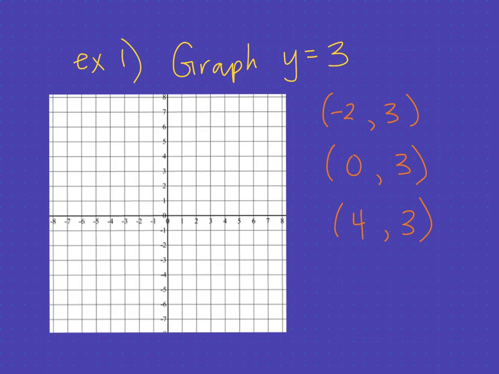So -2, 3, and then the coordinate point 0, 3, okay, and then the coordinate point 4, 3. All right, we can clearly see that these 3 points make a horizontal line.